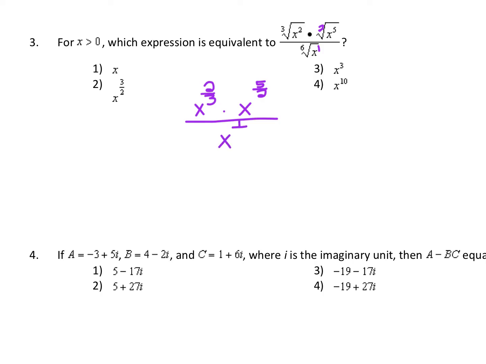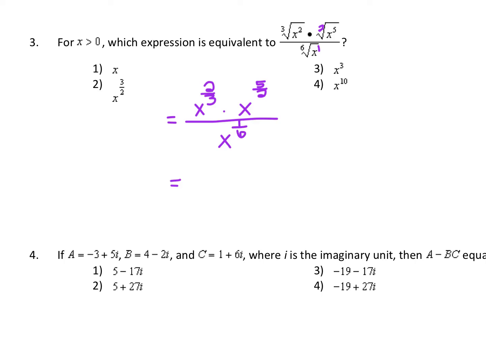And now from here, as long as you know your exponent rules, this is pretty simple from this point. All right, so if we're multiplying two terms with the same base, we add the exponents. I mean, could you just plug 2/3 plus 5/2 in your calculator? Yeah, you could. I'm going to do it by hand. I'll do it off to the side here.